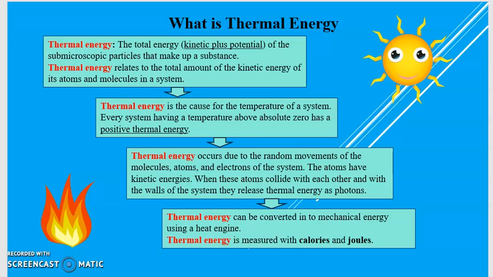The atoms have kinetic energies. When these atoms collide with each other and with the walls of the system, they release thermal energy as photons. Thermal energy can be converted into mechanical energy using a heat engine.